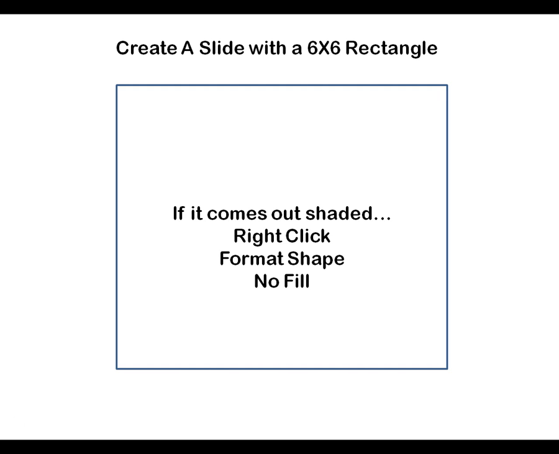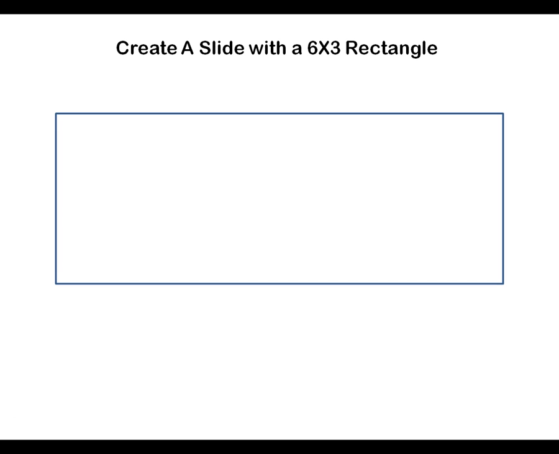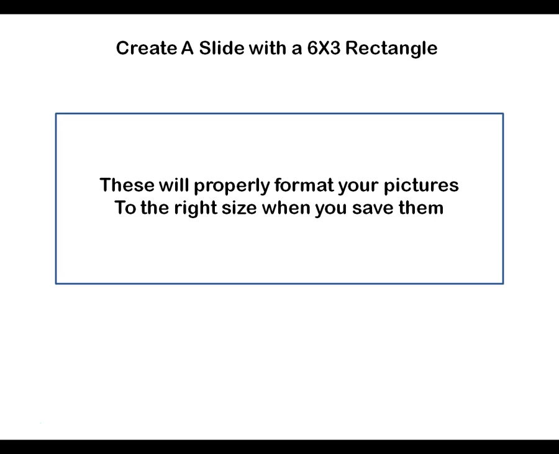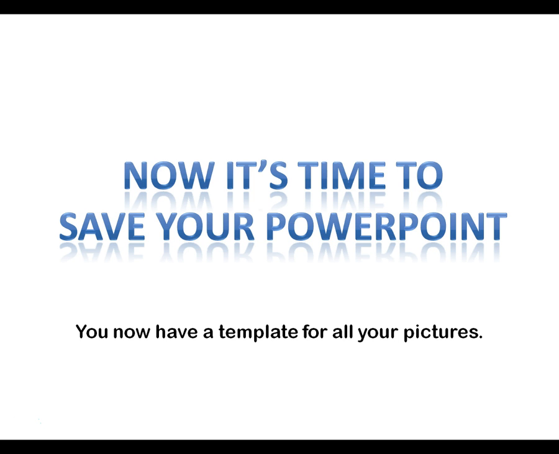Then I'll create another slide, and do the same thing as a rectangle shape. If the rectangles come out shaded, don't worry, just right click on it, click on Format Shape, and click on No Fill, and you'll get them looking like this. Here's the 6 by 3 rectangle. So that's 6 squares across, 3 down. And again, you want these so that they'll properly format your pictures into the right size when you go to save them.